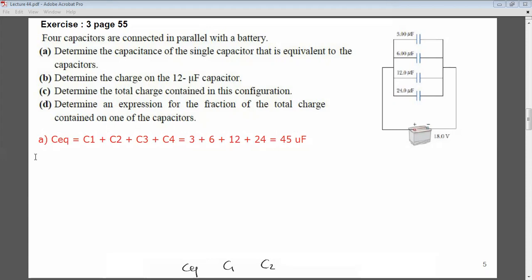Now, part B, determine the charge on the 12 microfarad capacitor. So here we have to remember that Q is equal to Q1 plus Q2 plus Q3 plus Q4. So if I want Q3, so let's call these C1.